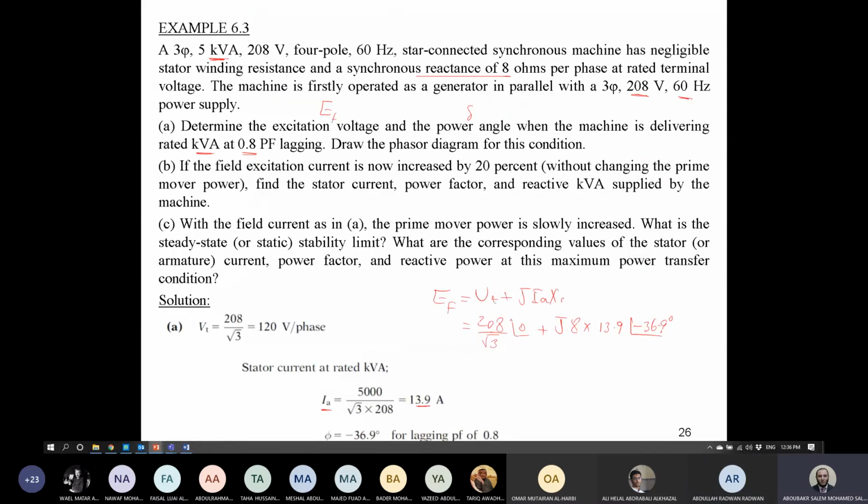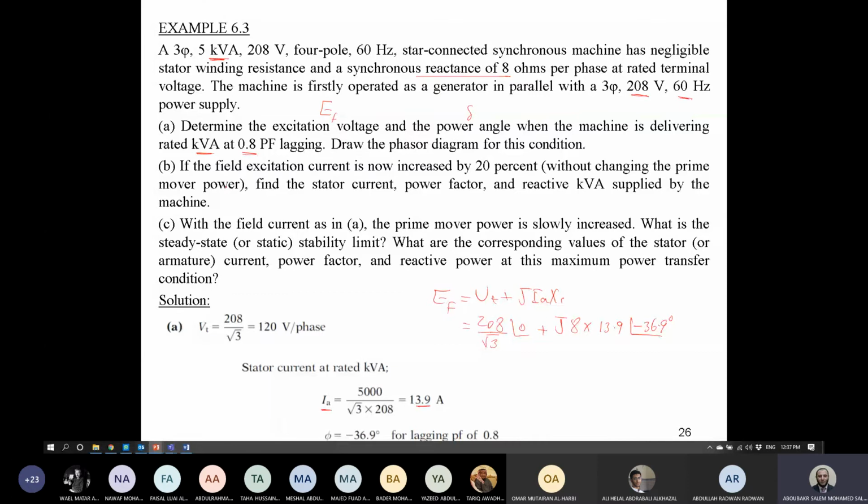So here, if the field is increased by 20% without changing the prime mover power, which means power is constant, find the stator current, power factor, and rated kVA supplied by the machine.